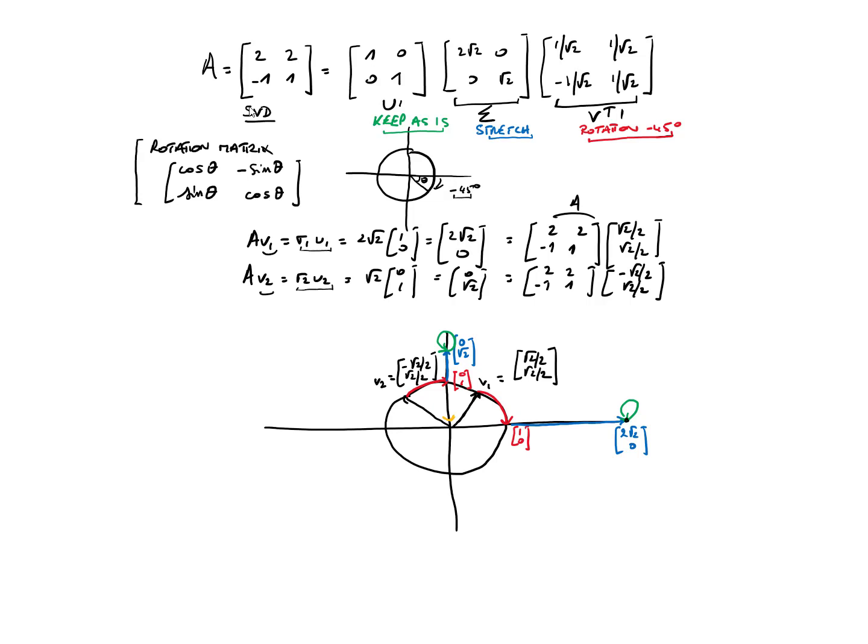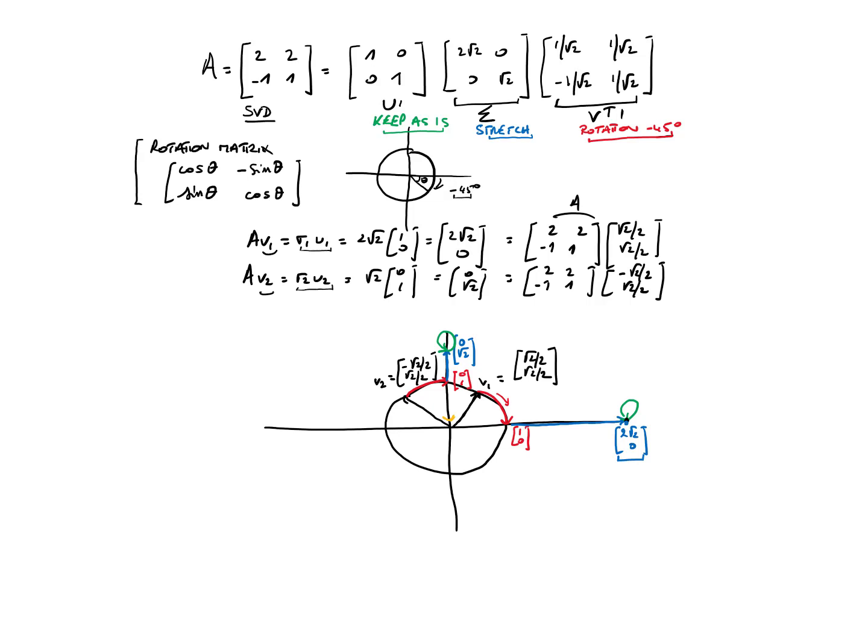Okay, and let's do this in the way that is suggested by the singular value decomposition. Well, we have to do a rotation by minus 45 degrees. Okay, this is what you see over here. You end up in 1 0, and then you have to do the stretching operation, and indeed you end up over here. And the last matrix U keeps you on the same spot.